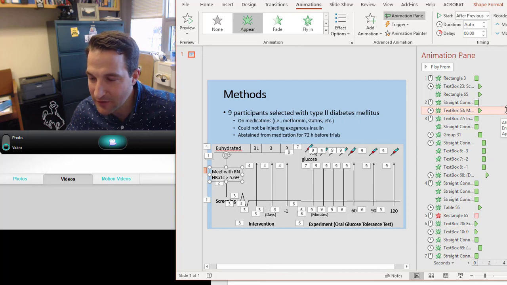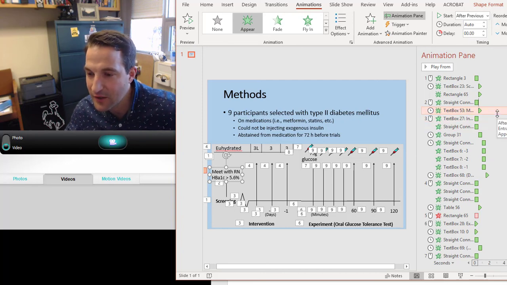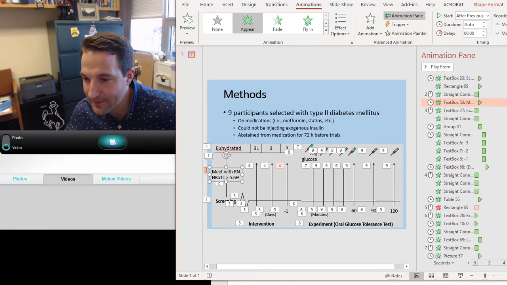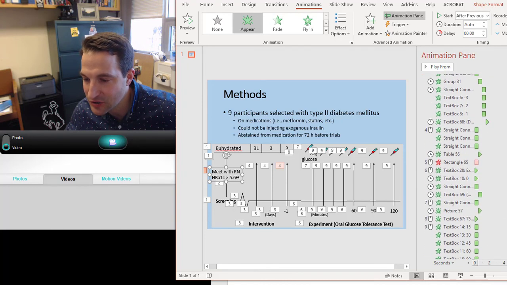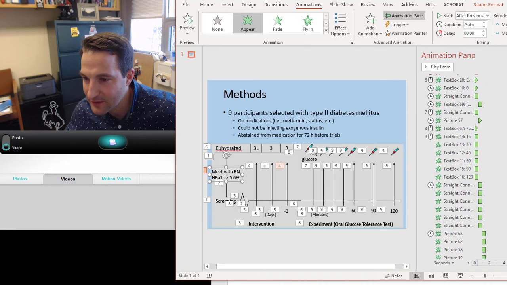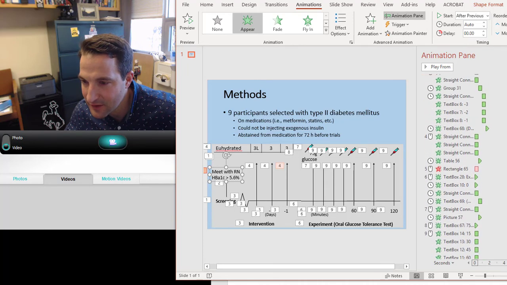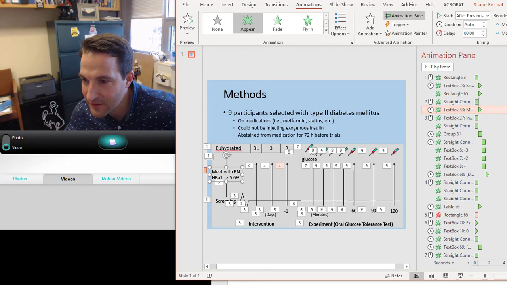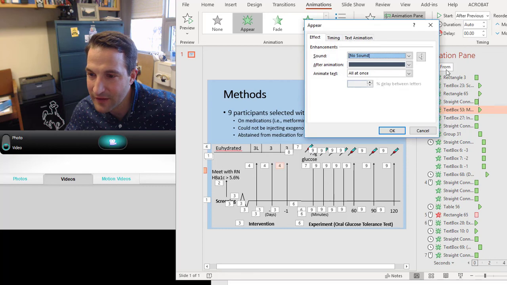If we look down a little bit further, text box 53, we know that's eventually going to change. First it appears, and then a little bit later it's going to change. Let's see if I can find it. I guess not. If we look at our effect options overall, oh, here we go.